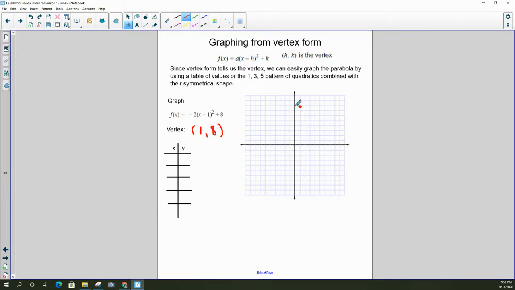All right, now look at our a. Our a is negative 2, so I need to multiply. My pattern is actually going to be down 2, and then down 6, and then down 10. I'm going to take my 1, 3, 5 pattern and multiply it by my scale factor of negative 2. So from my vertex, if I go over 1, it's going to be down 2. Over 1, down 6. Over 1, down 10. And then again, I know everything is symmetrical.